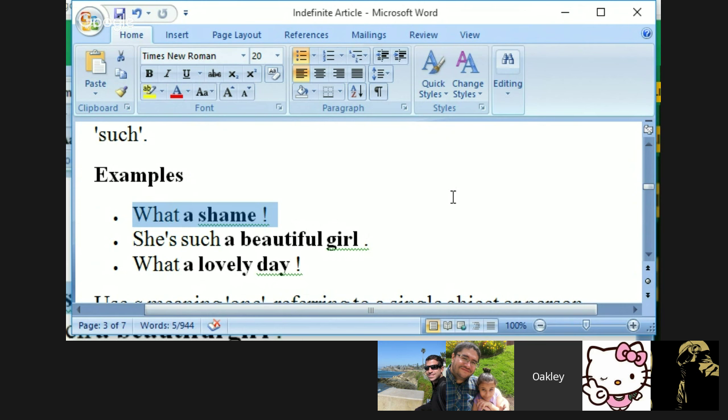Okay. That is the rule, not the exception. And other uncountables that are more abstract, I guess. Things like knowledge. You can't say a knowledge or information. Or you can't have an information.